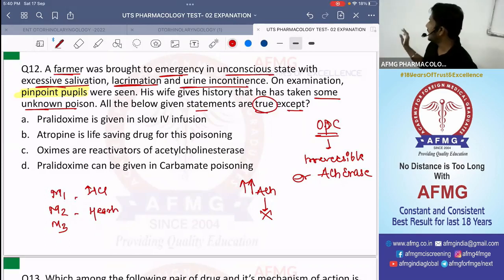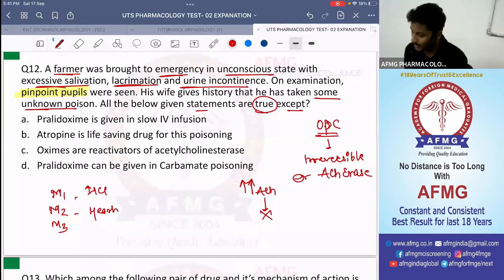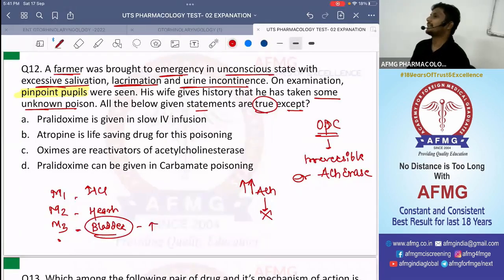No issues with this. So M2 receptor agonism or M2 receptor stimulation will cause myocardial depression. That will cause bradycardia and decreased blood pressure in the patient. ठीक है? And M3 receptors की अगर मैं बात करूँ, these are usually present on the bladder, and therefore they will contract the bladder. They will increase the contractility of the bladder, that will lead to increased urine output in the patient.